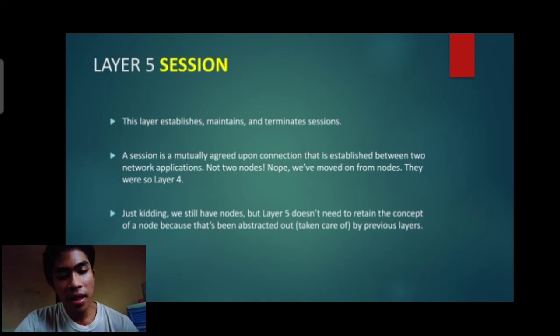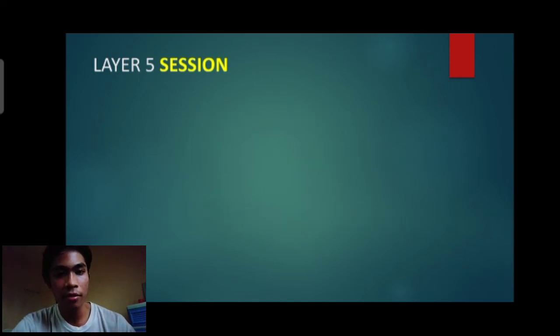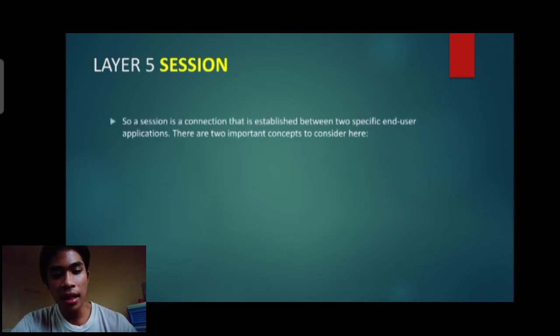So layer 5 does not need to retain the concept of a node because that's been abstracted, or taken to the previous layer. So a session is a connection that is established between two specific end-user applications. There are two important concepts to consider here before we move on to layer 6.